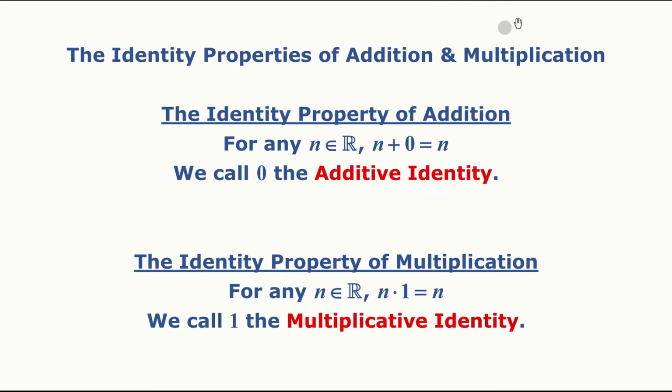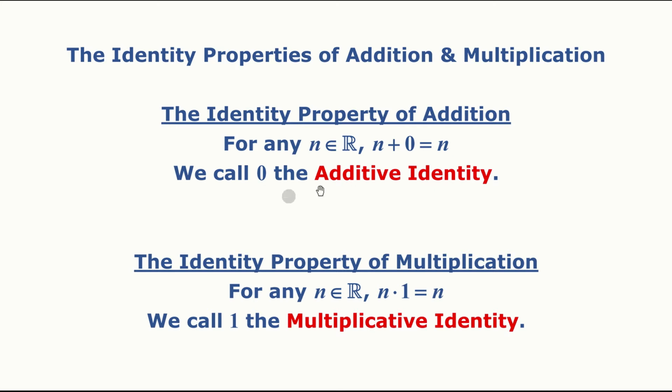All right, just a few more properties before we move on to dealing with fractions. One of them is the identity property for addition and multiplication. The identity property of addition simply states that for any real number, that number plus 0 is just the number itself.